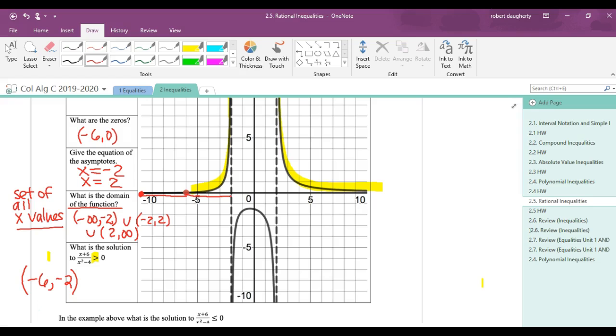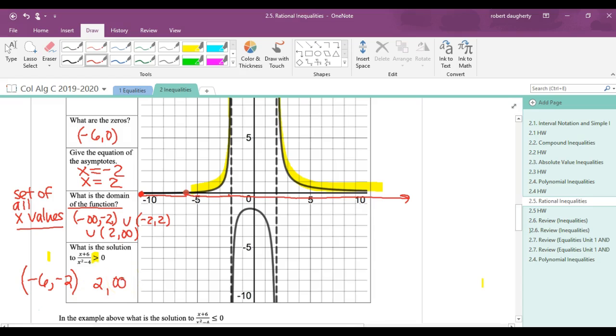Okay, I keep traveling. It's below the axis between -2 and 2, and then it's above the axis from here on out. Okay, so these are x intervals. So from -6 to -2, that's the first interval. Now, what's this interval from here to here? 2 to infinity.